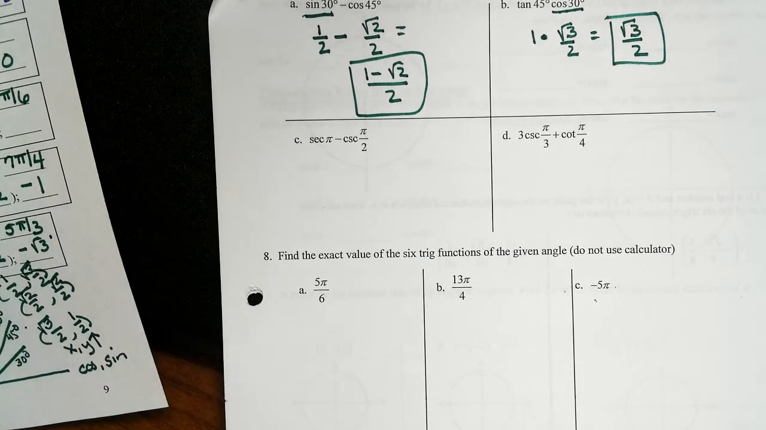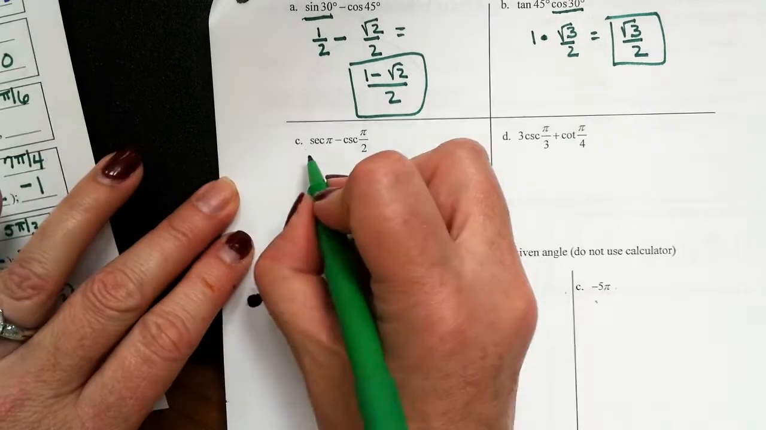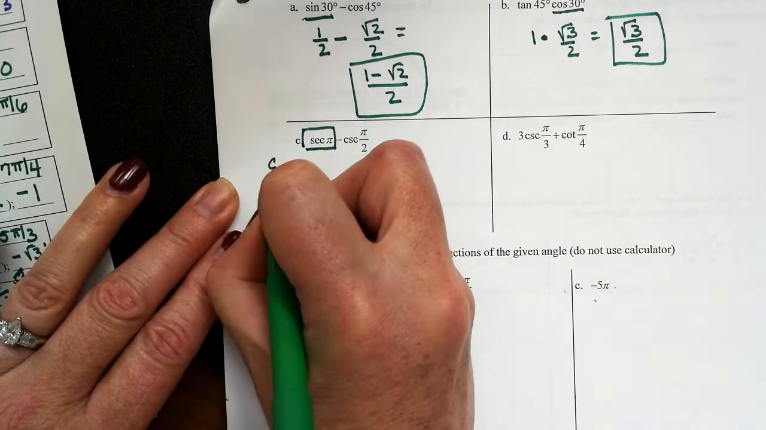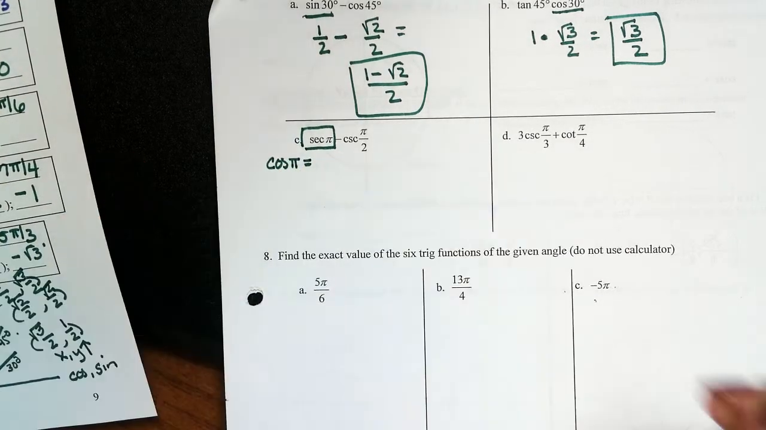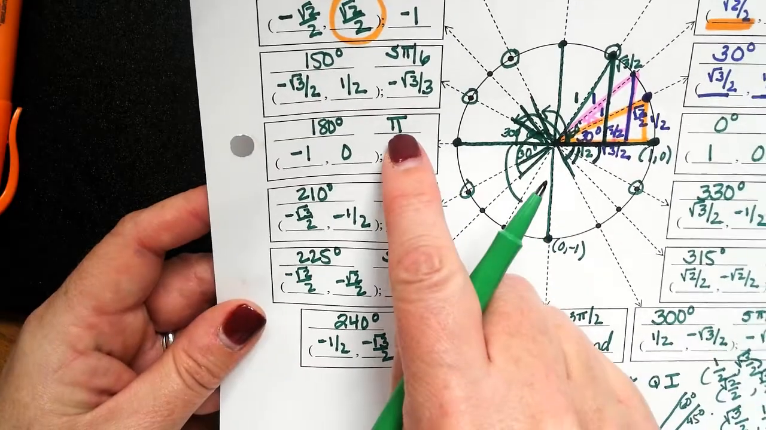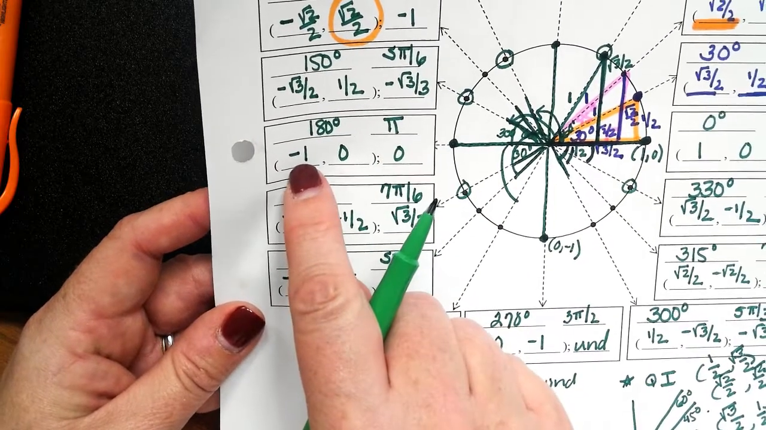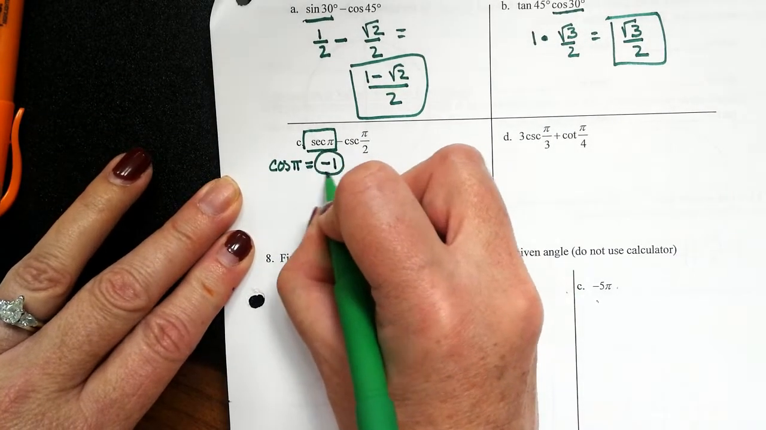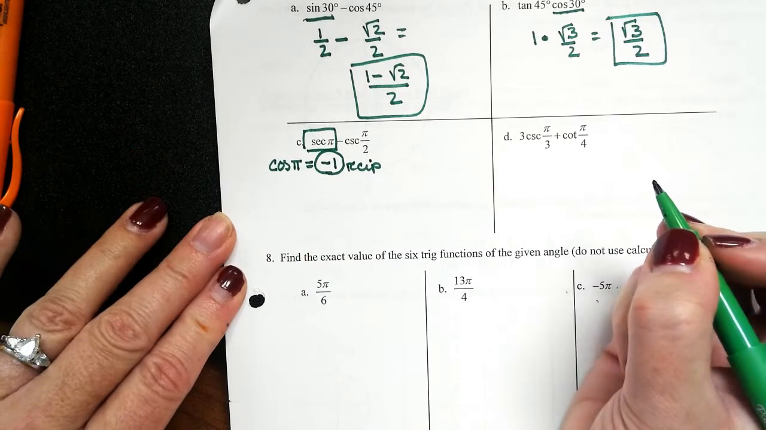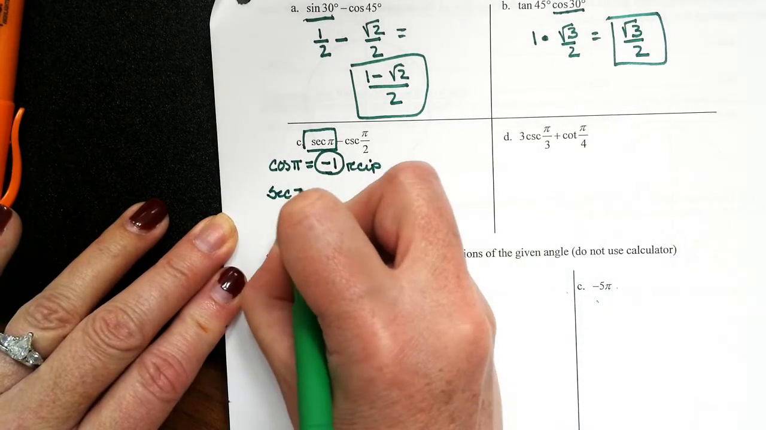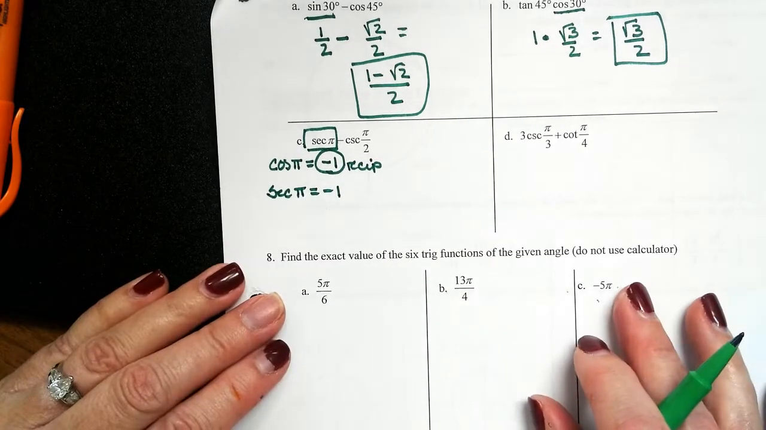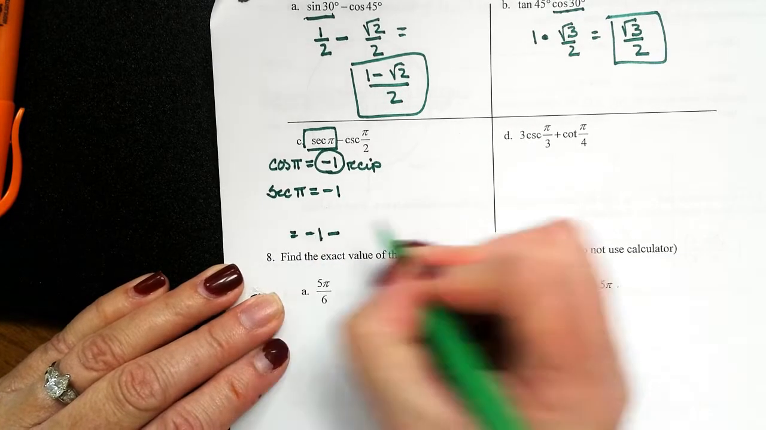Now, when it comes to doing your reciprocal functions, remember secant is the reciprocal of the cosine. So the first thing you want to do from your unit circle is find the cosine of pi. So remember, find pi on your unit circle, which is right here. Cosine is your x-coordinate. So the cosine of pi is negative 1. So then you want to take the reciprocal of negative 1. So the secant of pi is also going to be negative 1, because remember, the reciprocal of 1 is just itself. So the secant of pi is negative 1, minus.